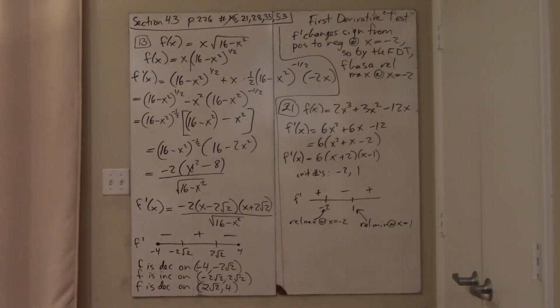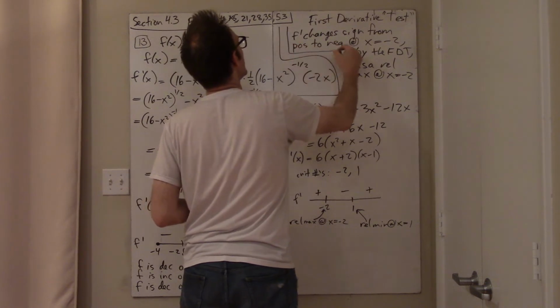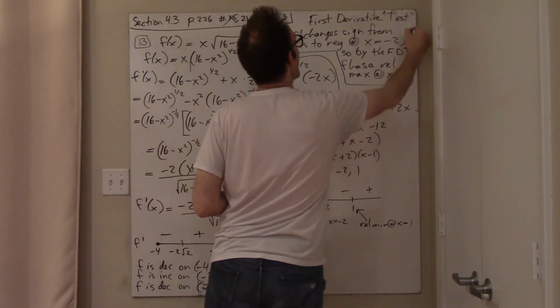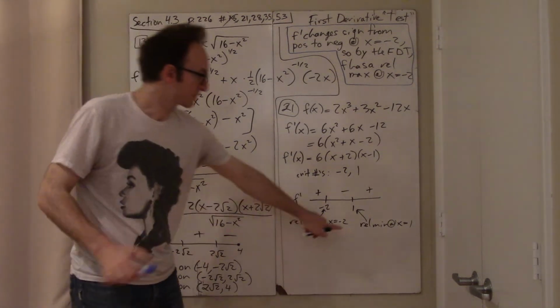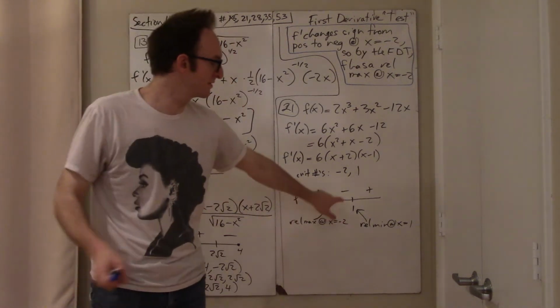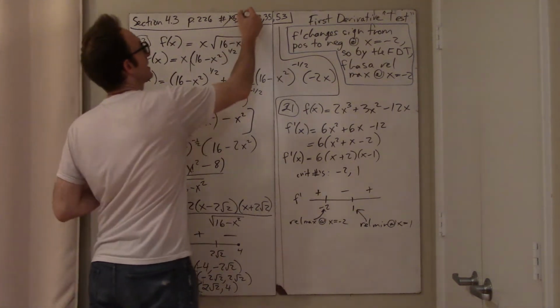And we will get maybe more comfortable with this. But this is how one applies the first derivative test. And then there's also a relative min at x equals -1 because the derivative changes from negative to positive. Okay, so I'll just stop there.